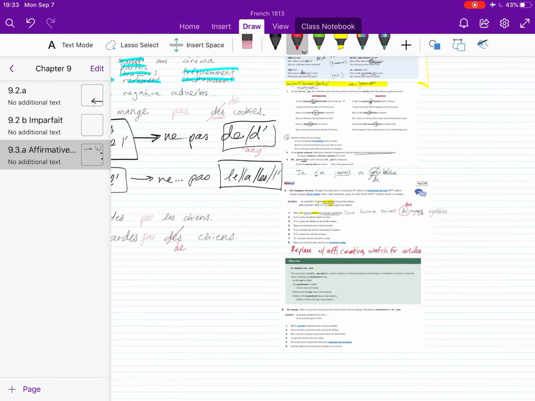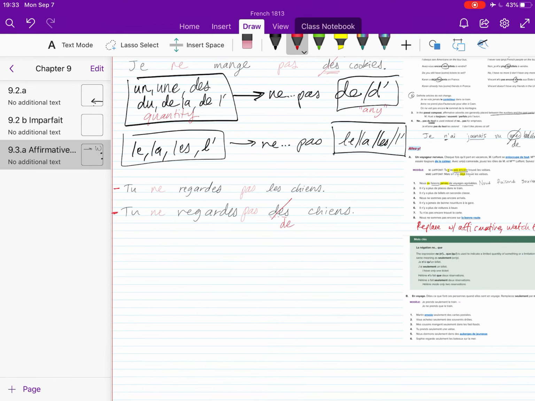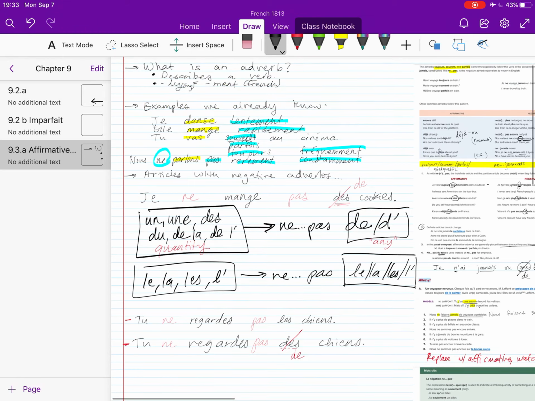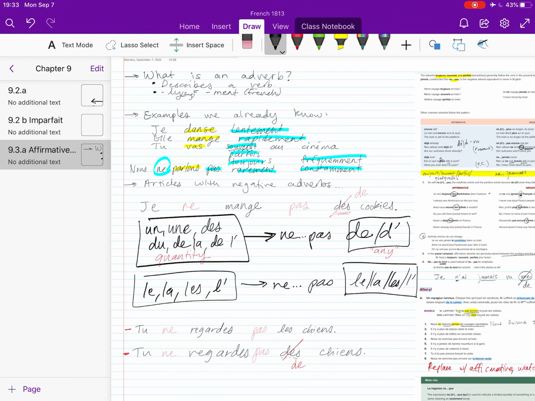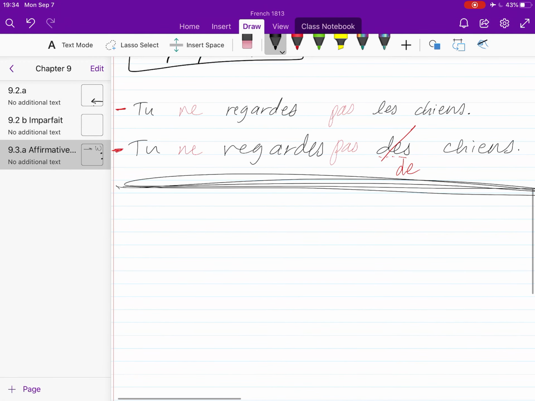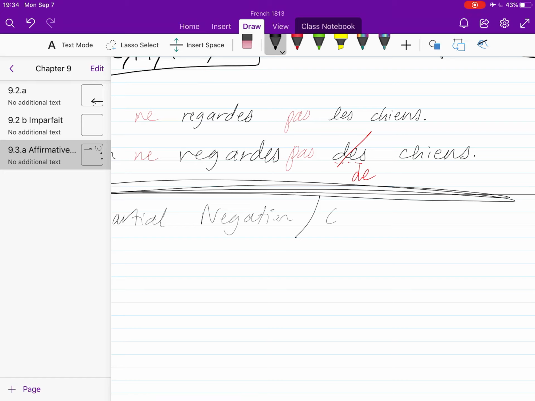Okay. Next part is our last thing, and that is that we have another type of negation that we haven't really talked about, and we're going to talk about it right here. Okay, we have what's called a partial negation. Okay, a partial negation, or we might call this a restriction.